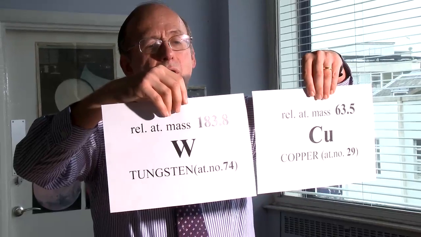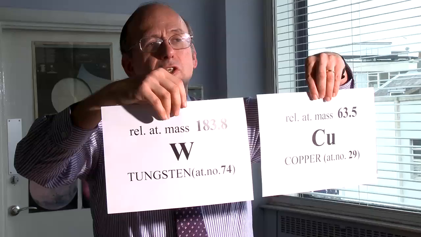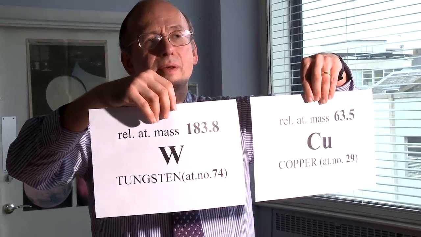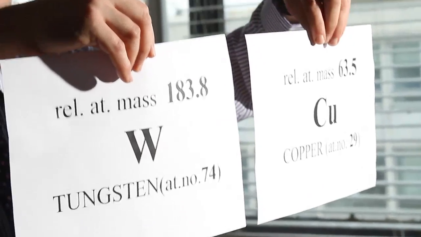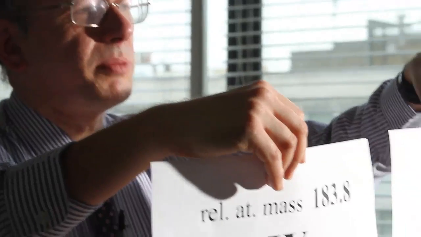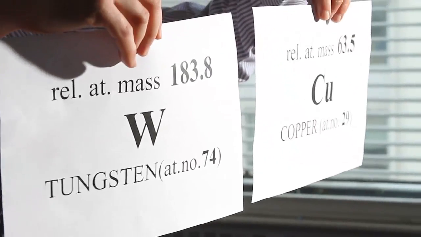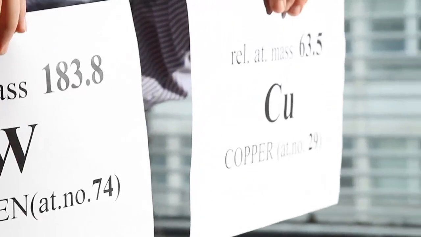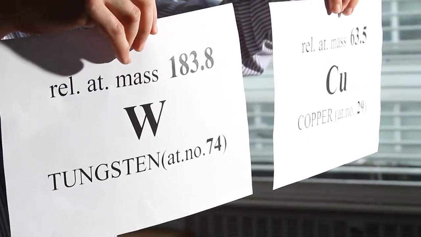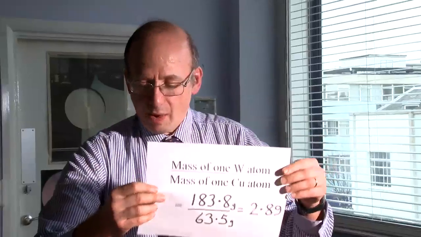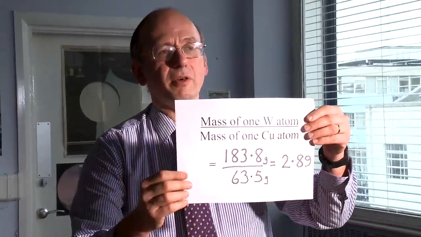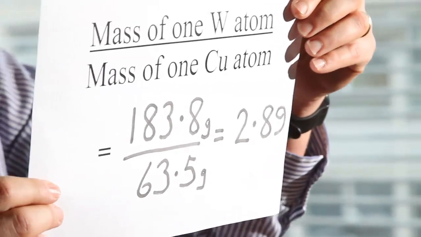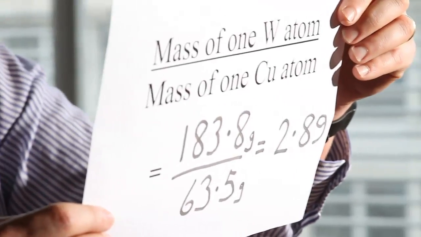if we compare them, divide the bigger number for tungsten, 183.8, by the smaller number, 63.5, the relative atomic mass of copper, we will find out in exactly the same way as we did with the coins how much heavier a single tungsten atom is compared with a copper atom. So we divide the bigger number by the smaller, and we get a virtually identical result, 2.89 to 2 decimal places, again just under 3 times.